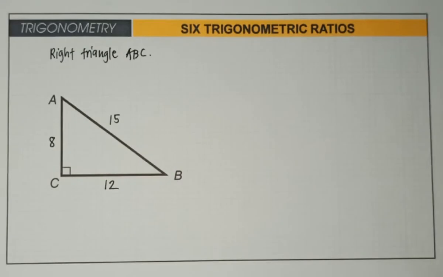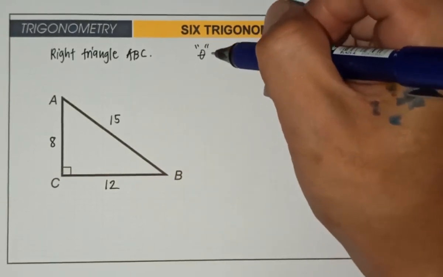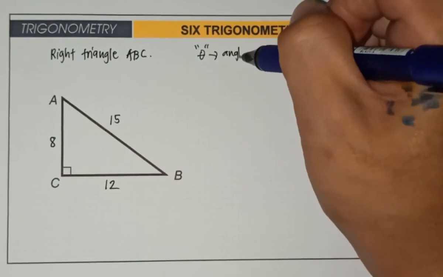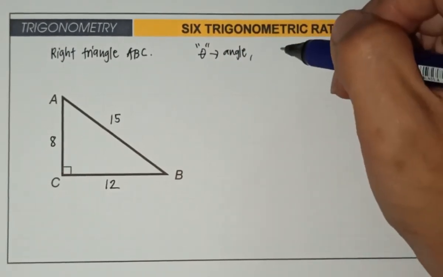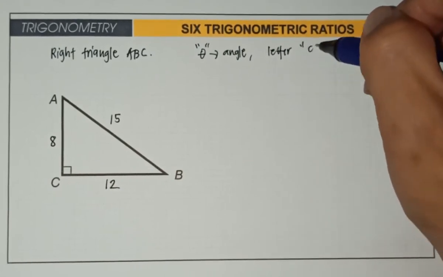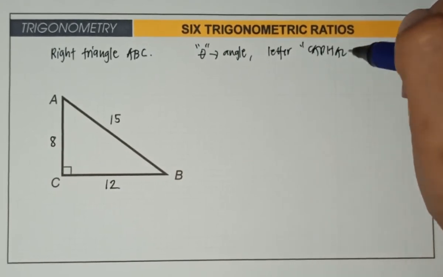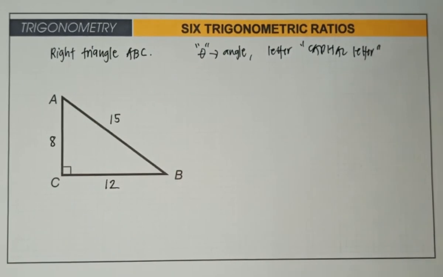In this example, we'll be using a letter to identify a reference angle. In my previous example, I used theta as an angle. But for this example, we'll be using a letter, a capital letter as a symbol of an angle.